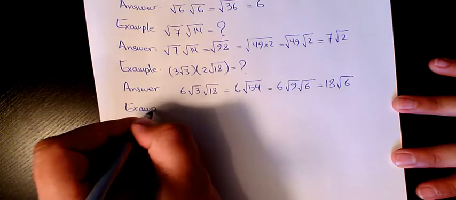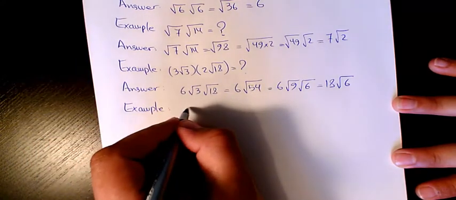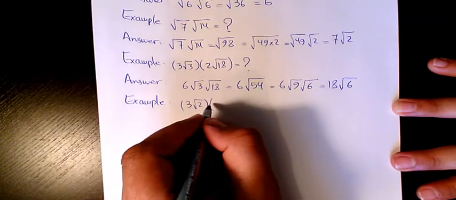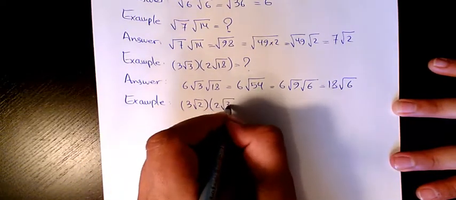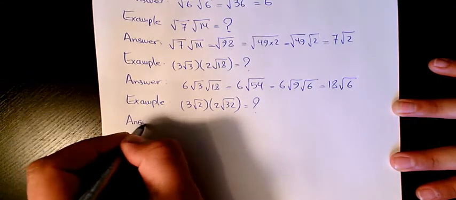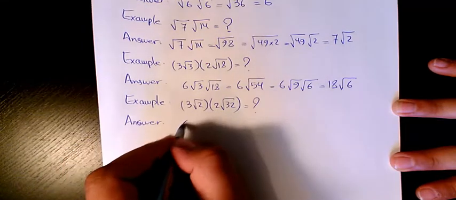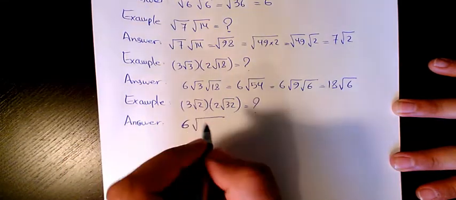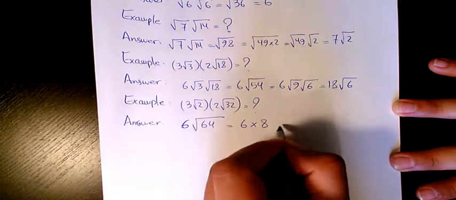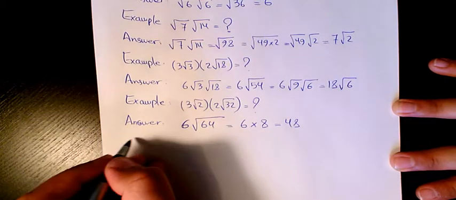Next example, we have 3 root 2 times 2 root 32. Answer is 3 times 2 is 6. Root 2 times 32 is 64, and the square root of 64 is 8. So 6 times 8 is going to be 48.